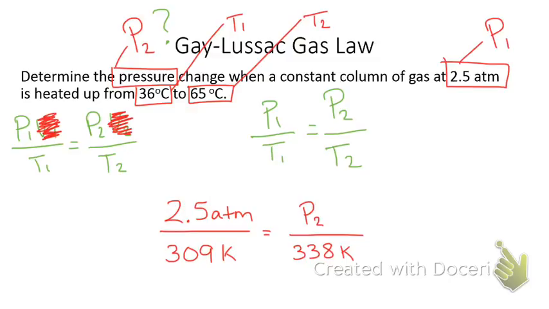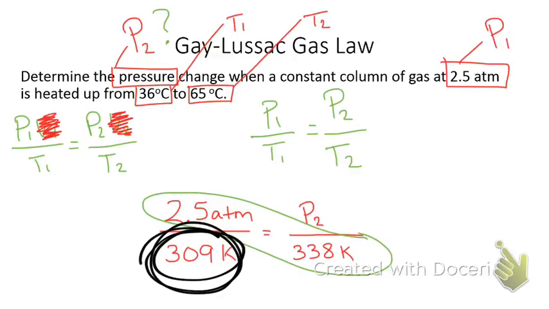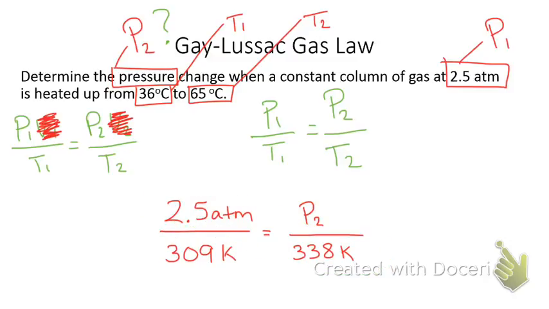Okay. I like to cross multiply and then divide. It's just easier for me. And what I like to do is circle the two that are across from each other. Those are the two that you multiply. So punch in your calculator 2.5 times 338, then divide by this remaining number, the one that's just hanging out all on its own. Divide by 309, and for your final answer you should end up with P2 equals about 2.7 atmospheres, depending on how you round that.